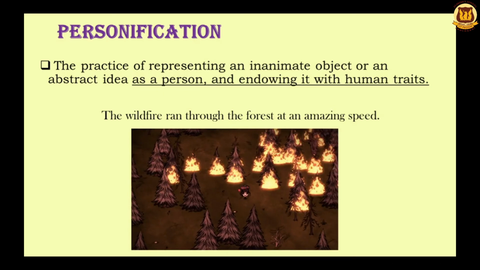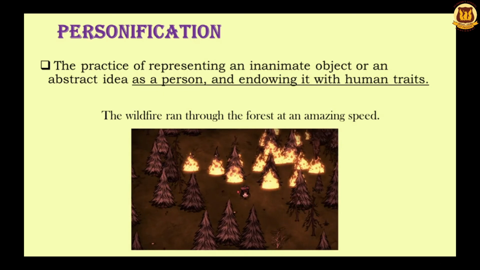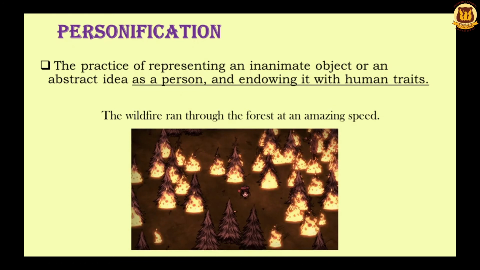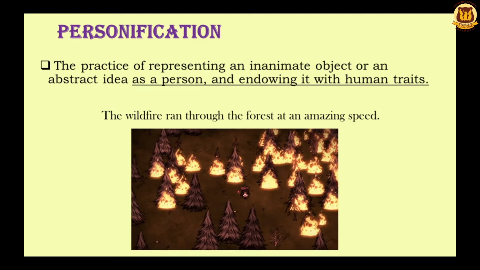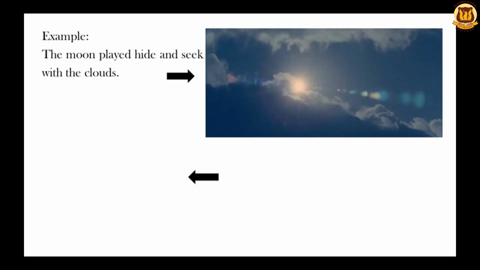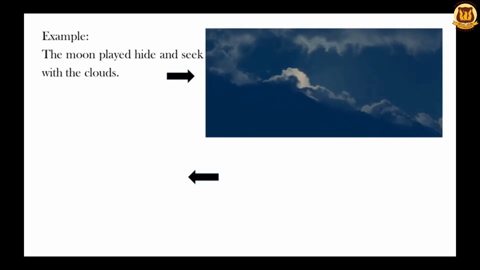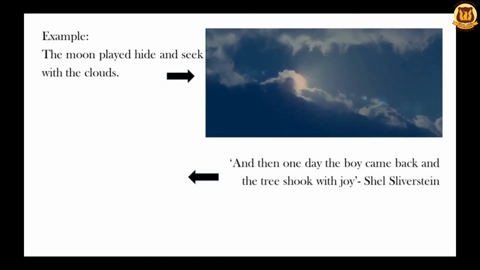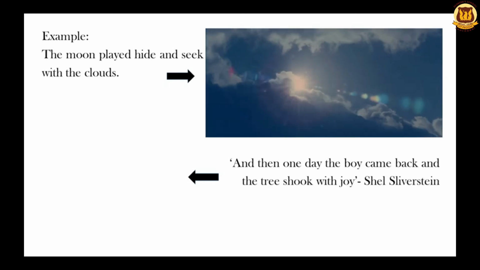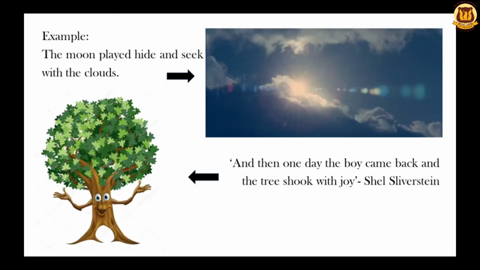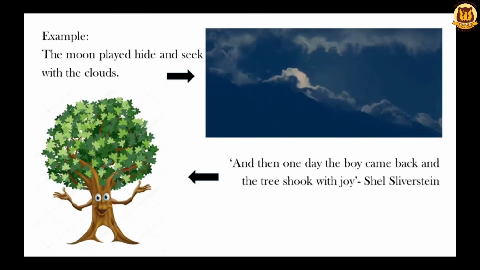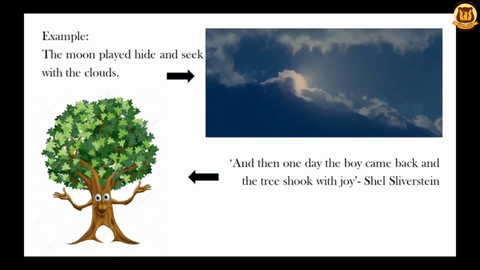Here, the wildfire has been personified by giving the human quality of running, attributing human characteristics to something which is not human. Let's look at a few more examples to understand personification. The moon played hide and seek with the clouds. Playing hide and seek is also a human quality. And then one day the boy came back and the tree shook with joy. The tree here is an inanimate object who cannot possess the quality of joy. The tree here is represented in a human form.